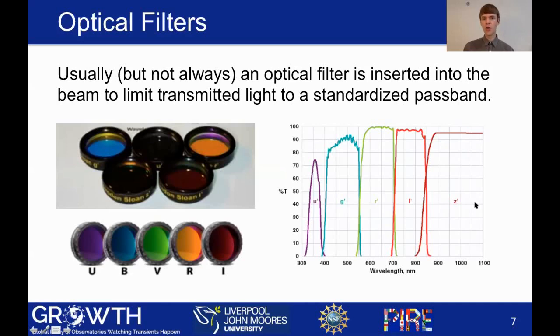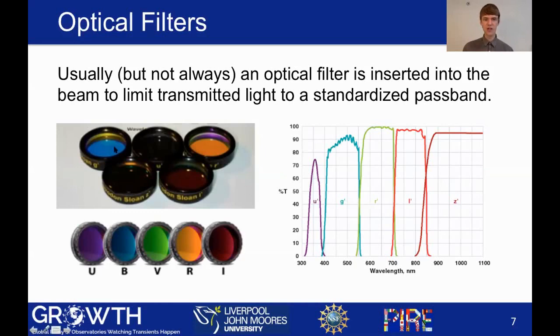Usually, although not always, somewhere within this beam, an optical filter is placed to limit the transmitted light from the whole optical spectrum to a standardized passband. There are two common sets of filters that are employed within optical astronomy.